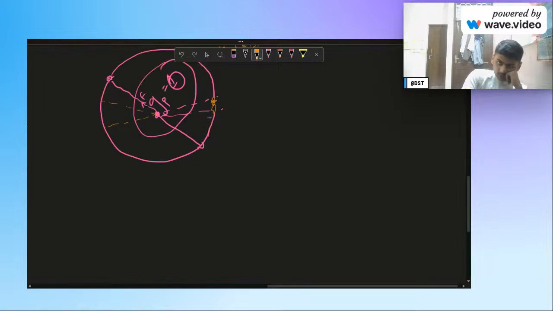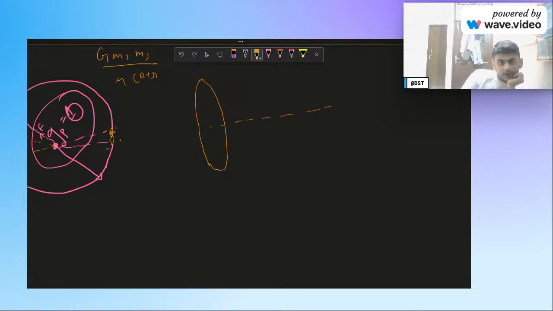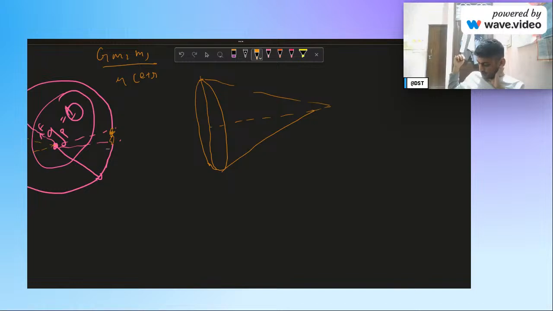Now this was the ring on the center. If there is a point on the axis of a ring, you can remember the formula of it as it is equal to GM into z upon (R square plus z square) whole power 3 by 2. GMz.